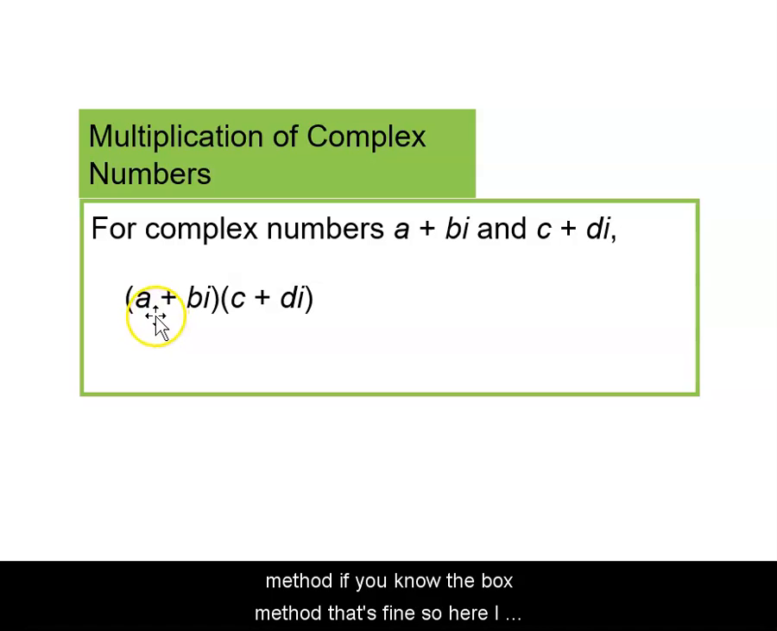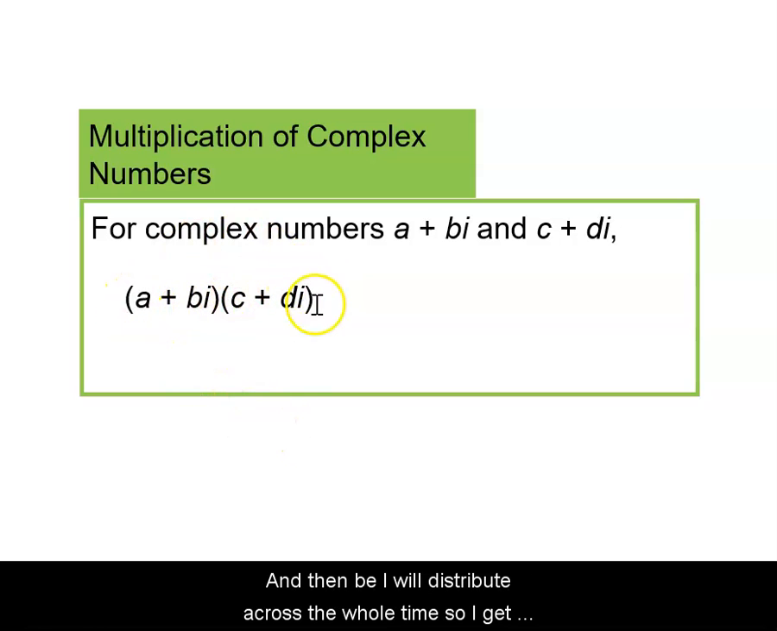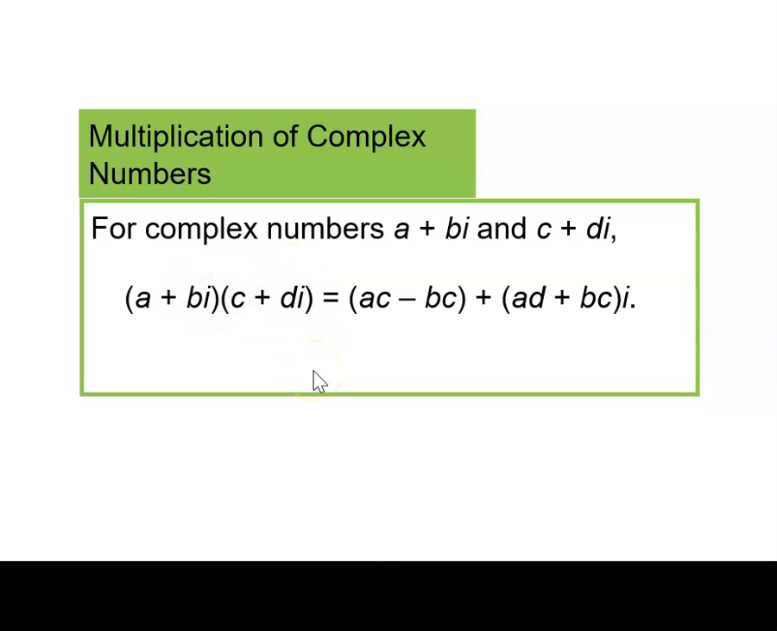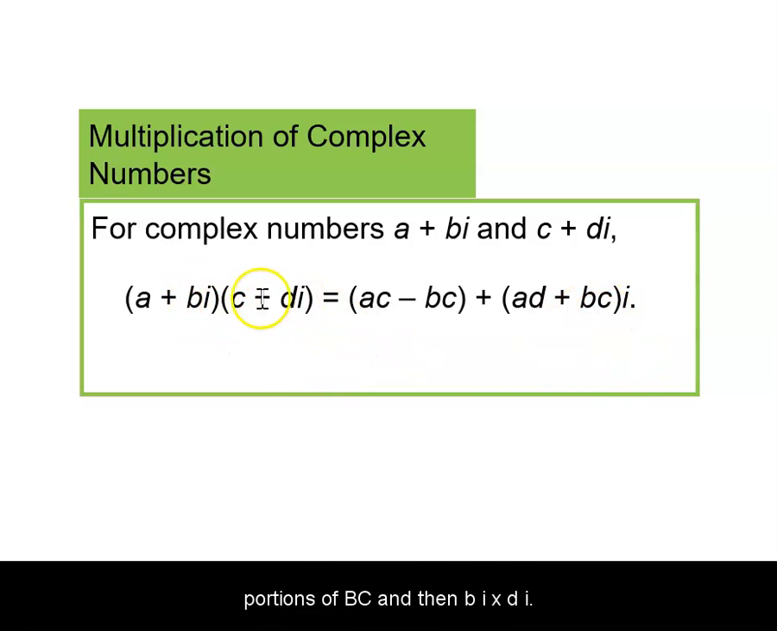That's fine. So here my a will distribute across this whole term. So I'll get a times c plus a times di. And then bi will distribute across the whole term. So I get bi times c and bi times di. So a times c, a times di, and that's an imaginary portion. bi times c is an imaginary portion, so bc. And then bi times di.